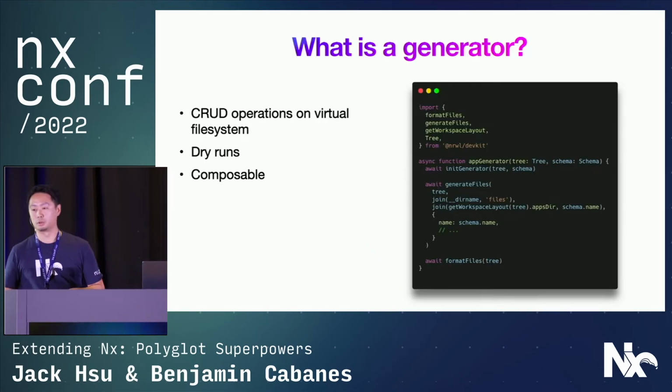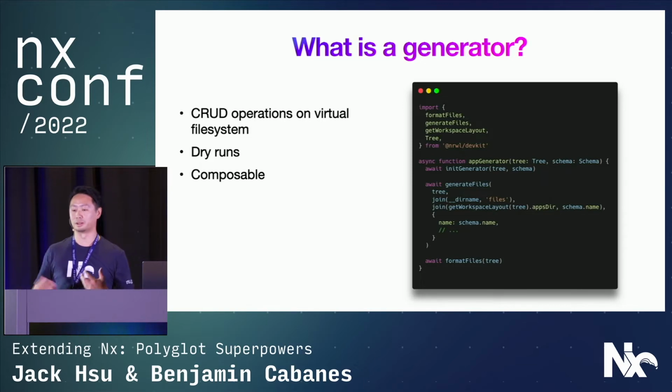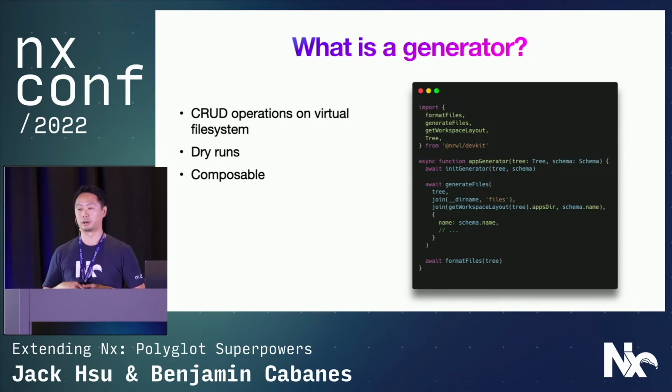So first, recap on generators. You probably heard about it all the time now, but they're operations on the virtual file system. So what that gives you is the ability to do dry runs before you commit to the actual file changes. And the other thing you can do is you can compose existing generators into a new one. So if you have something that maybe is provided by NX itself, you can go ahead and call that.